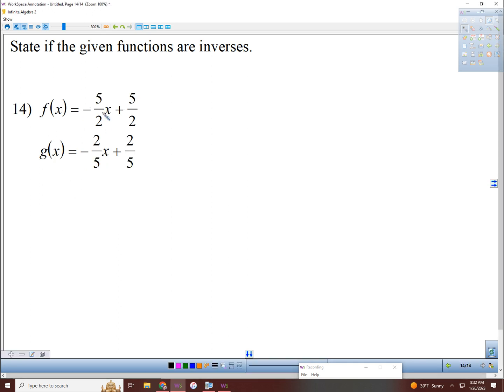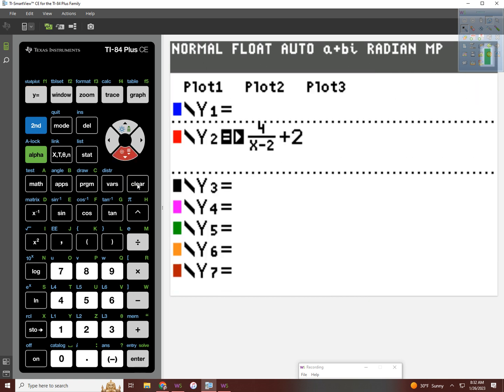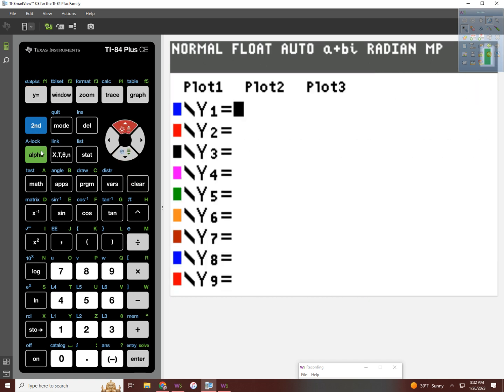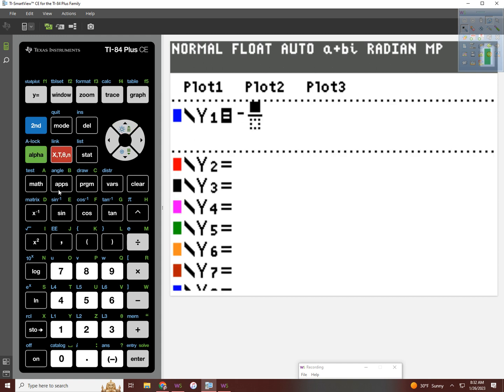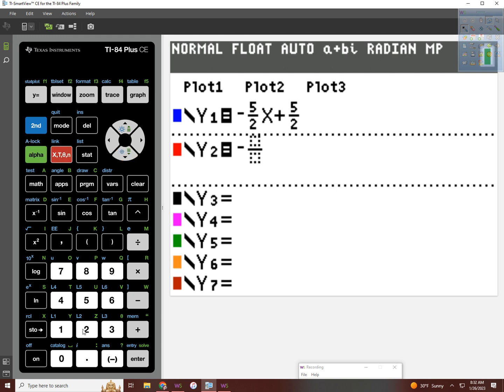All right, and we're going to do the same thing with number 14. We're going to plug that first equation into the y1 and the second into the y2. So clear out what you have in there. So for the y1, we have negative 5 over 2 times x plus 5 over 2. And then the second equation is negative 2 over 5 times x plus 2 over 5.